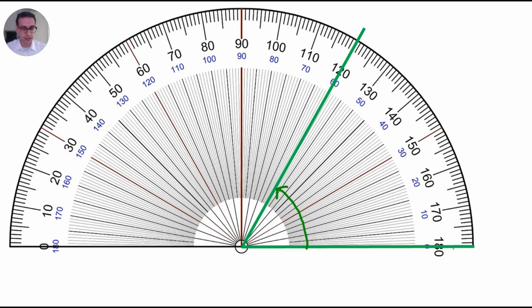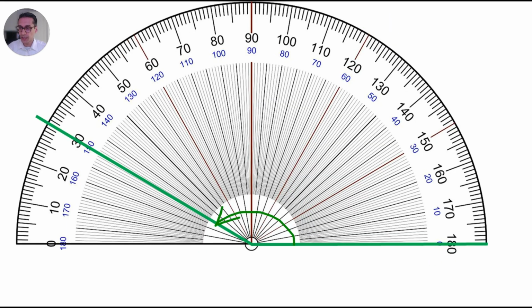Okay, so you may have spotted here, in this case, we start at 0, which is the inside scale. We go from 0 all the way up to 60. So this is exactly 60 degrees. Okay, pause the video for the next few questions. I'm just going to slowly go through these.